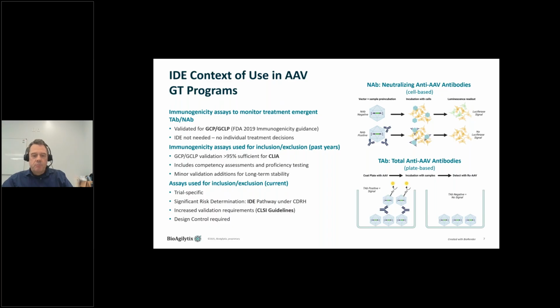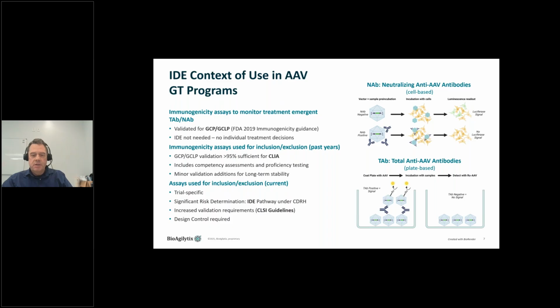And pre-incubation of the capsid with samples, if antibodies are present against the capsid, they block the transduction of the cells, and that results in a reduced signal. And the diagram for the plate-based immunoassays is shown on the lower right.